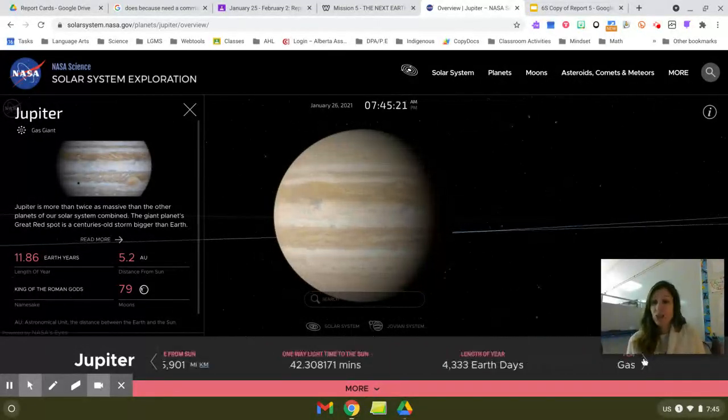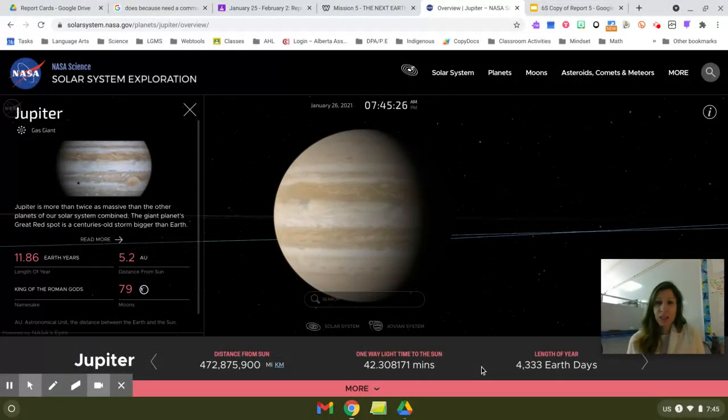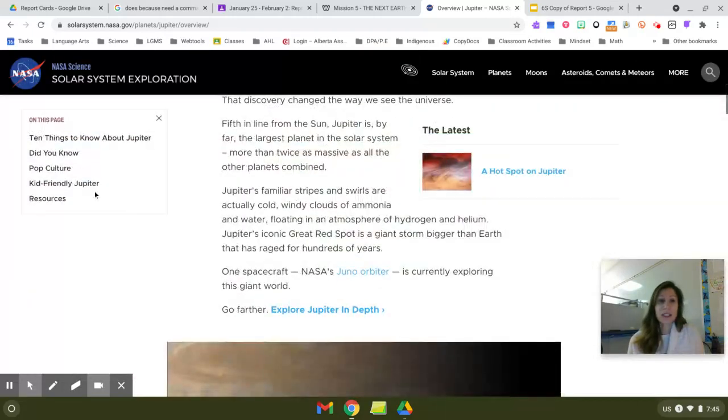So you could scroll through this. It tells you it's a gas giant, so it's in those outer planets. Tells you all those things, distance from the sun. If you scroll down here, it tells you all these things, 10 things you need to know about Jupiter. Did you know? Pop culture, kid-friendly Jupiter. This is probably a really good resource too.